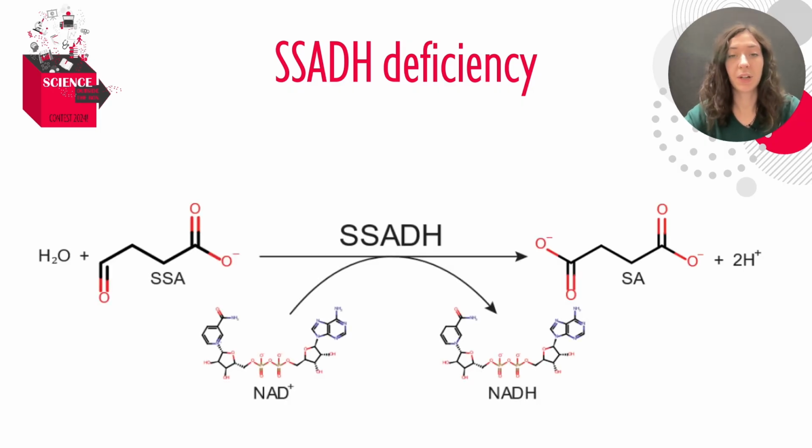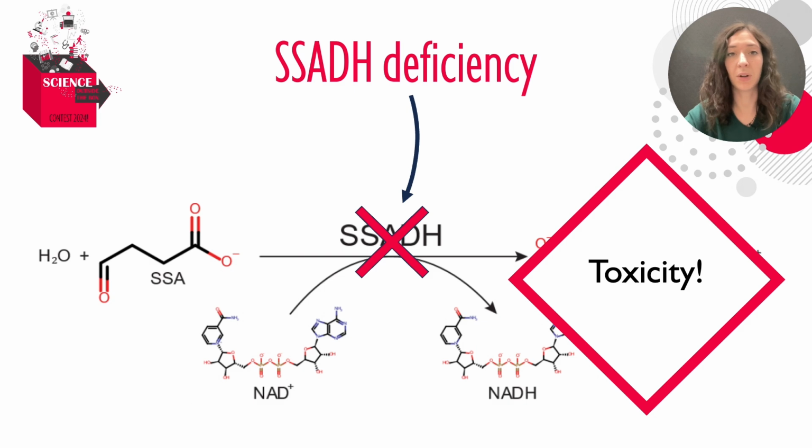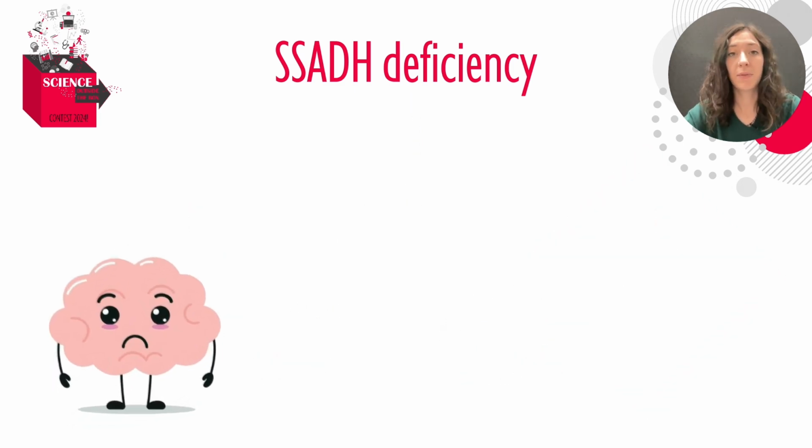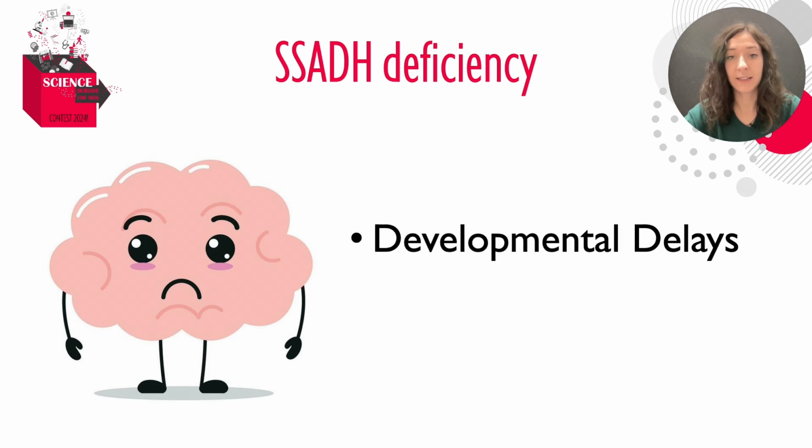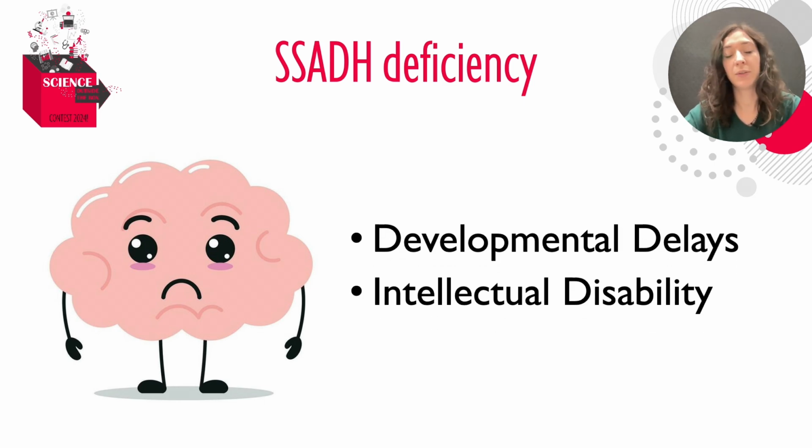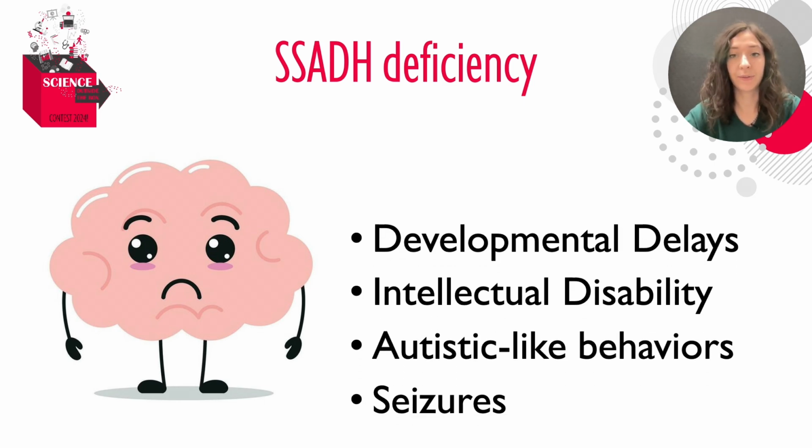This is the reaction carried out by SSADH. We do not need to focus on the details, but you only need to know that when this enzyme is absent or does not work properly, certain toxic compounds tend to accumulate in body fluids, causing a series of neurological symptoms. Some of them are developmental delays, intellectual disability, autistic-like behaviors, and seizures.